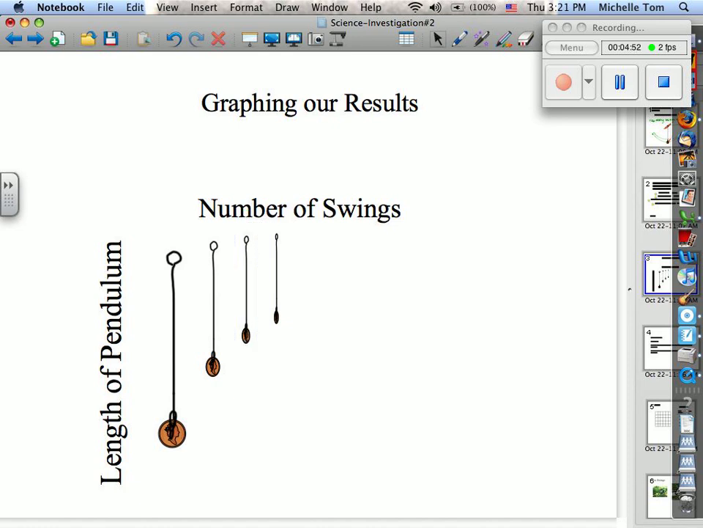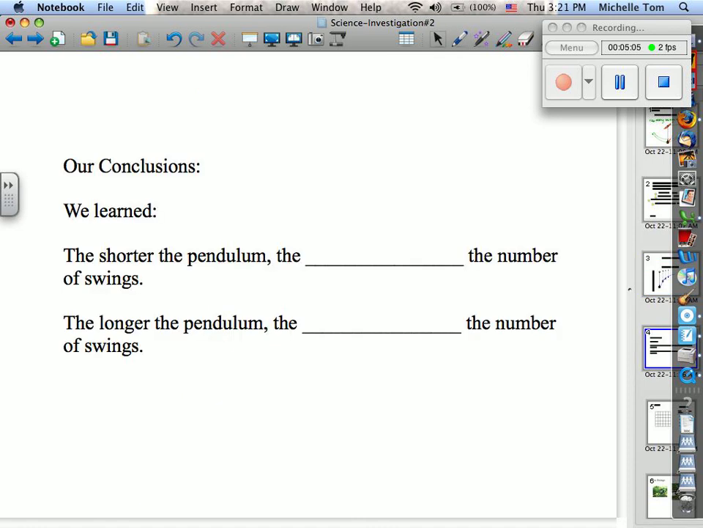So we found that there was a kind of curve going along. As pendulums got shorter, the number of swings got greater. I'm going to just review those two concepts and how they relate, that relationship. We know the shorter the pendulum, the greater the number of swings. And the longer the pendulum, the fewer the number of swings. And we could see that with our graph.